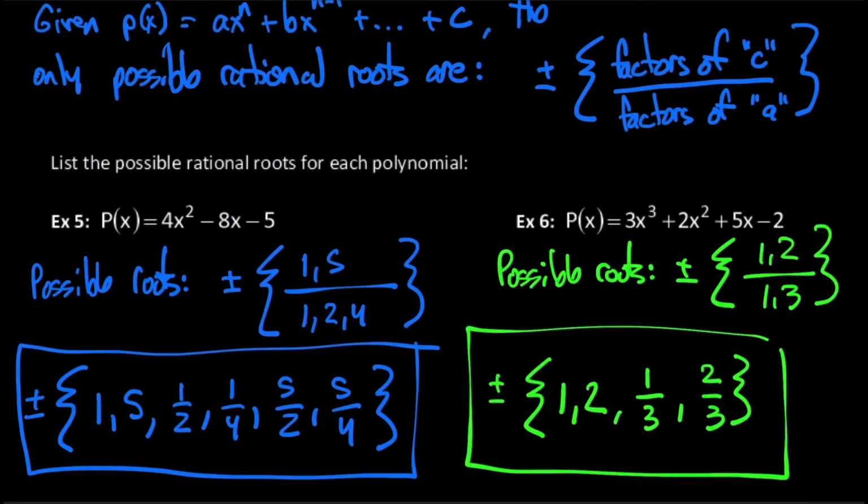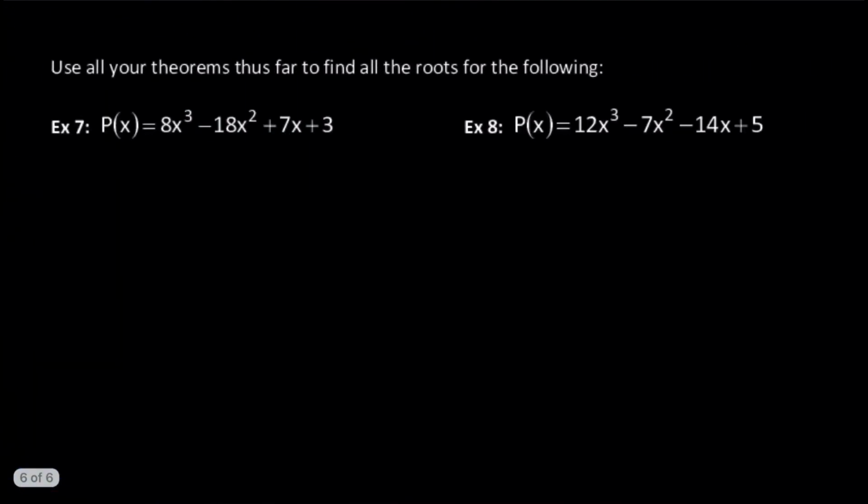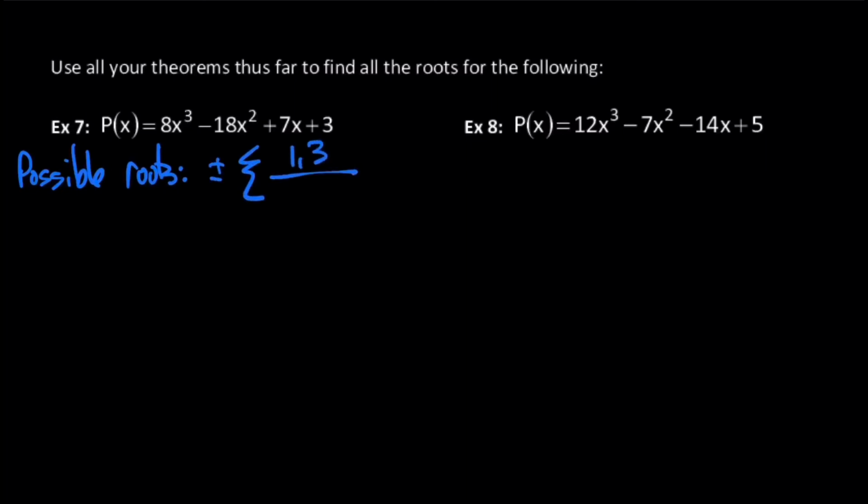So now let's try some longer problems. It says use all your theorems thus far to find all the roots for the following. Now, it doesn't specifically say to list the roots, so in these examples, I'll allow you just to kind of create those general fractions. What I mean by that is this. Possible roots, plus or minus. List all the factors of 3, 1 and 3, over all the factors of 8. 1, 2, 4, 8.